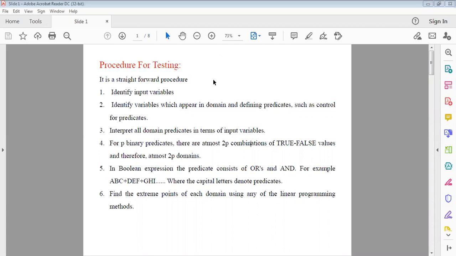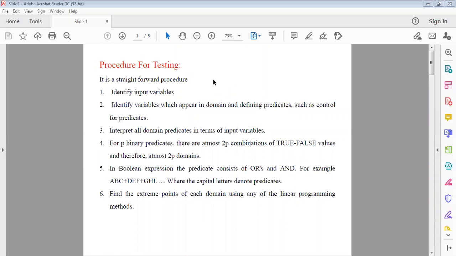To summarize the procedure: first, identify the input variables. Next, identify the predicates that have to be applied to those input variables. Next comes the interpretation process. If it is binary, it takes only two combinations, true and false, and then the representation should be like this. The last is done in the format of the linear programming method. These are the steps to be followed in testing. Finally, domain testing is nothing but taking inputs, applying predicates to those inputs, and finally producing output.